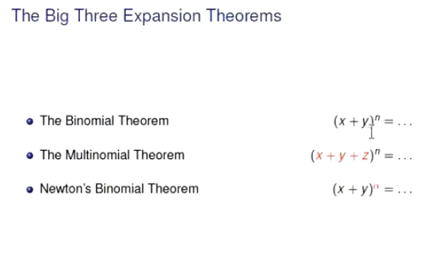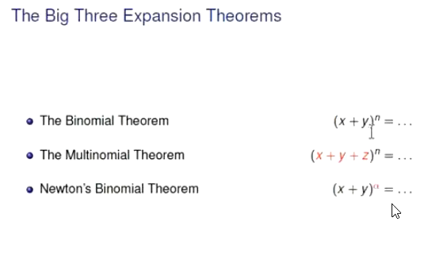Today we will learn the binomial theorem, how to solve it. Okay, so the big three expansion theorems are already given, in which the binomial theorem is the first one, which we can represent as (x + y)^n. The next one is the multinomial theorem, in which we can write multiple elements at the same time, for example (x + y + z)^n. And the third is Newton's binomial theorem, in which we can represent (x + y)^alpha, where alpha is an infinite number.